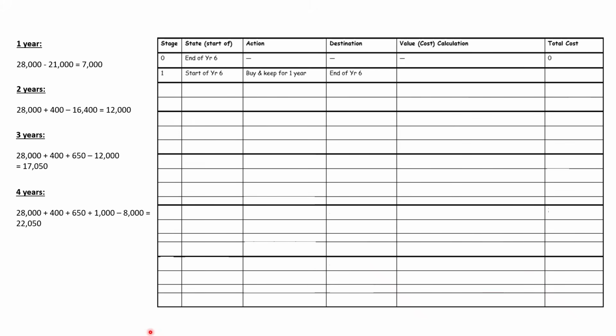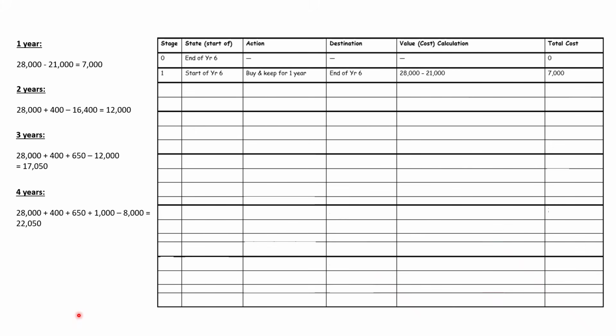We'll have dealt with that somewhere else in the table. We only care about buying the car and how long we keep it for. So that means we have a total cost of 7,000. So it's 28,000 minus our 21,000, which gives us our 7,000 total.